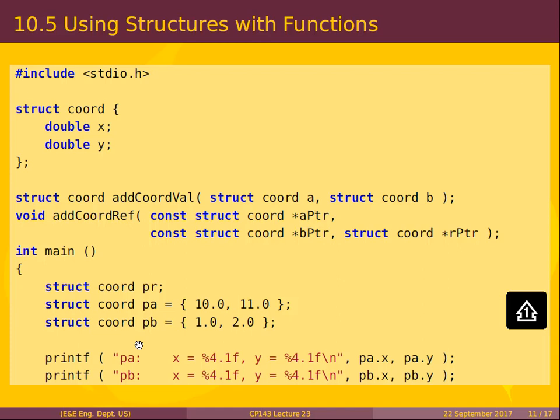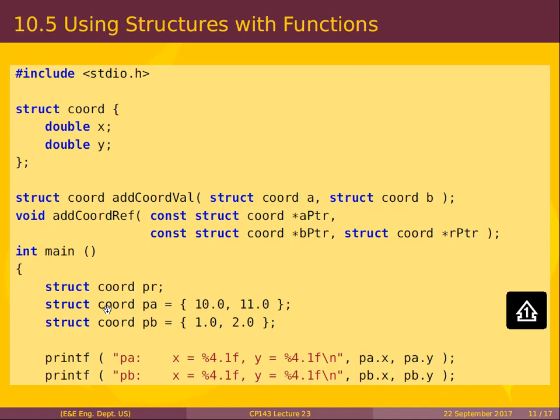Okay, this is just how we're going to use structs in functions. Over here we have our program, where our program starts. We have a struct called coordinate. It has a double X and a Y, as I said, it's the coordinate, X and Y. Then we have these two functions, add coordinate value and add coordinate reference. So let's look at add coordinate value.